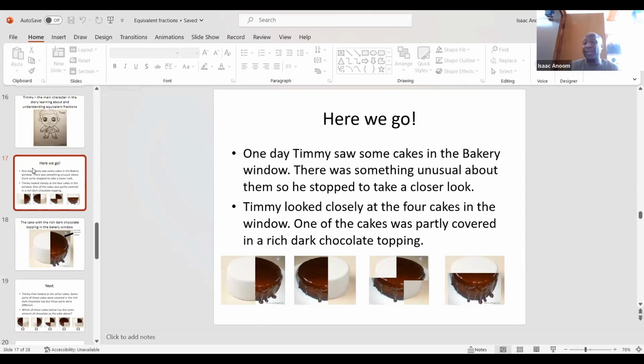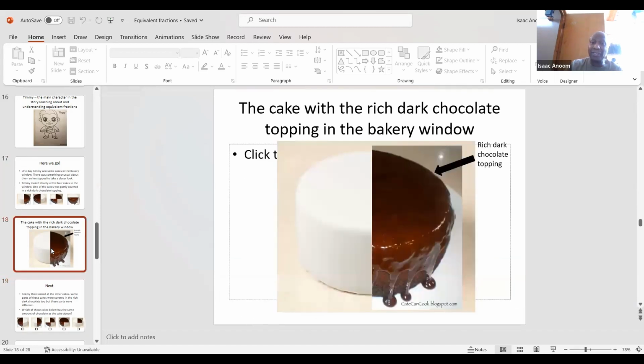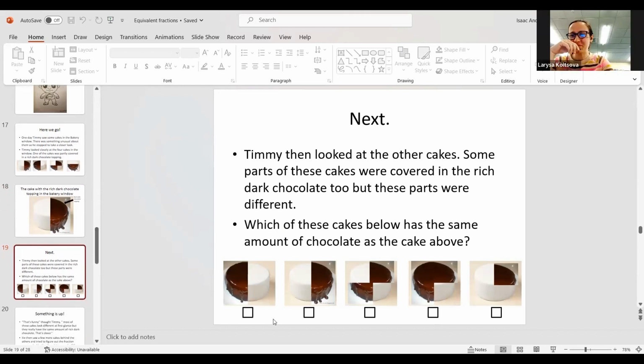Timmy looked closely at the 4 cakes in the window. One of the cakes was partly covered in a rich, dark chocolate topping. So 4 cakes, and you've got the dark chocolate topping on the first, the second, the third, and the 4th. Timmy looked at the other cakes. Some parts of the cake were covered in the rich dark chocolate too, but these parts looked and were different. So which of these cakes below has the same amount of chocolate as this cake here? Sorry, I think it's number 1, number 2, and number 3.